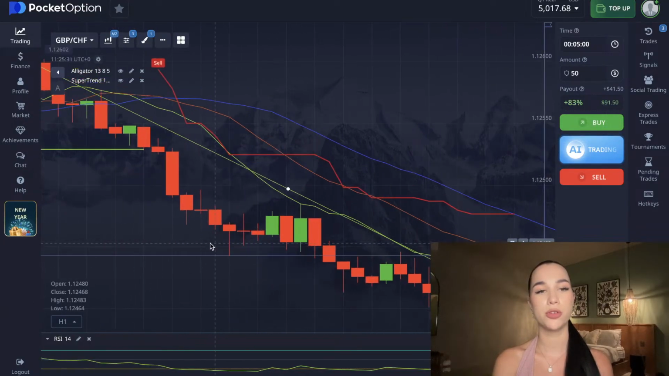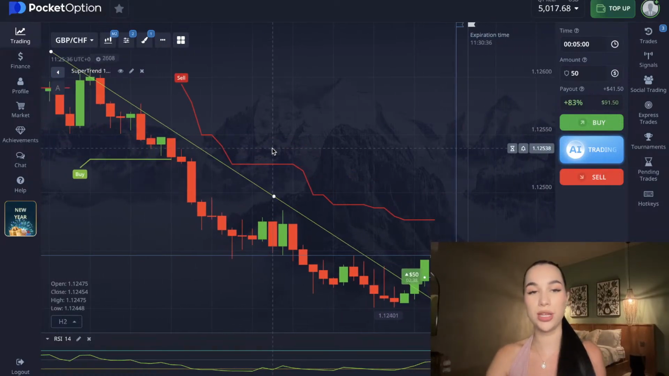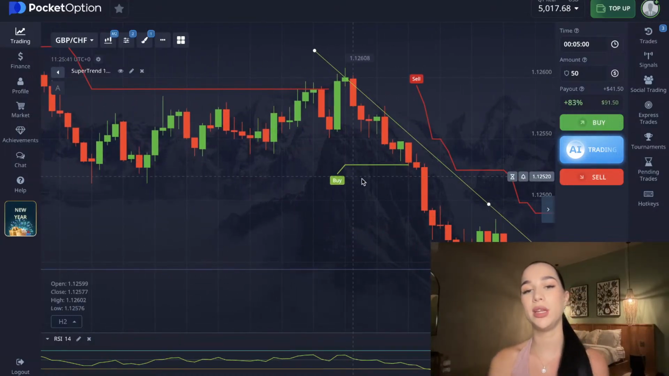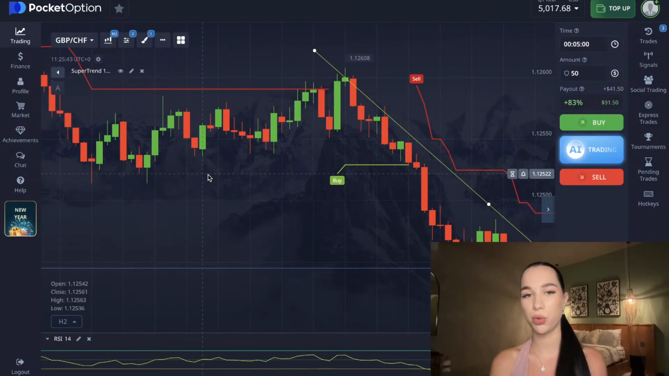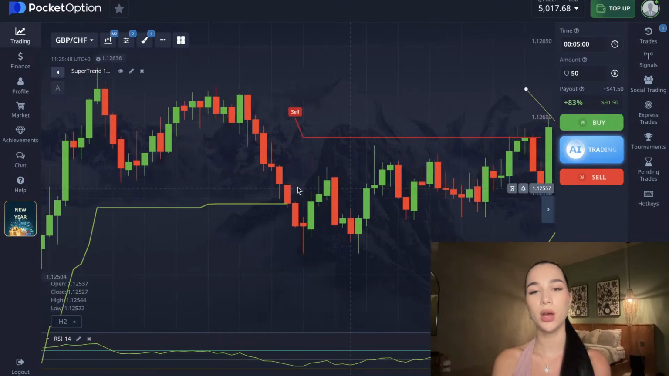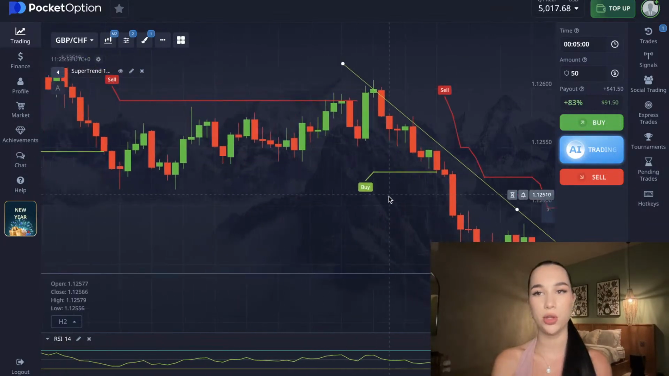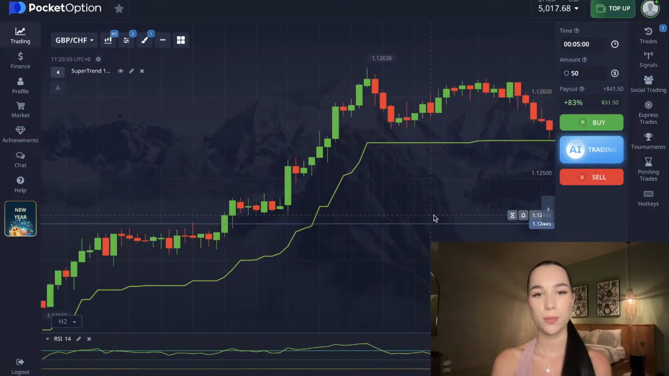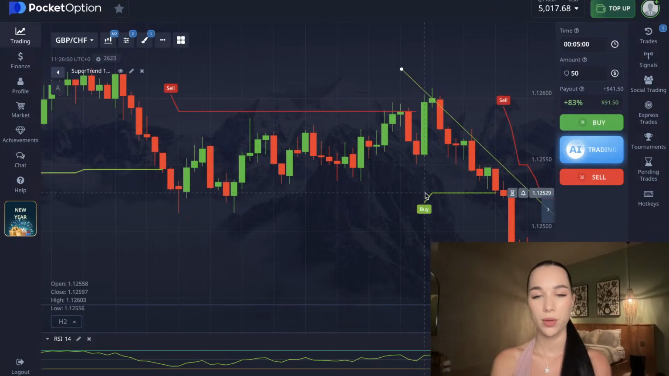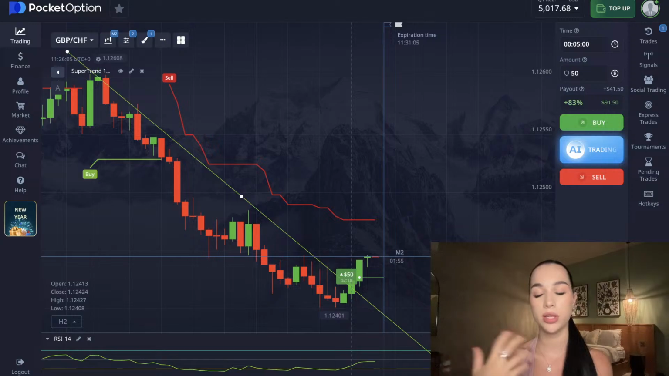Because super trend is really easy to read. Or for example, for the first, you can just use the super trend and RSI, because super trend is literally giving you a signal. You can see sell, buy, right? But here, we get the buy signal, but we can see that the chart went down. So you need to analyze it more with other indicators, because it's not always giving you the right signals.